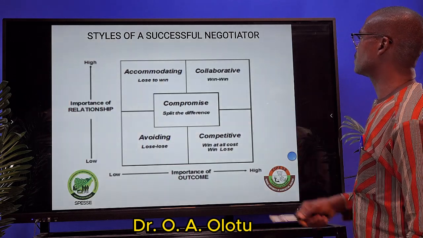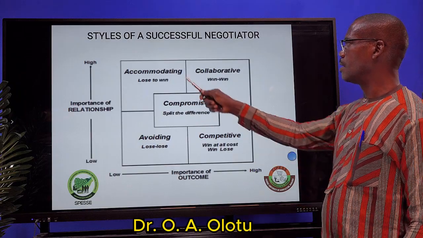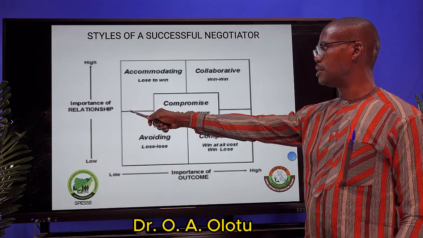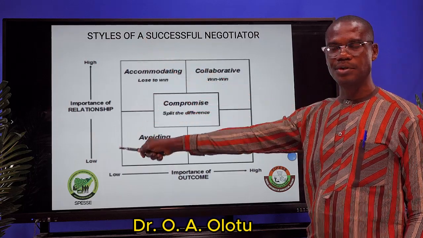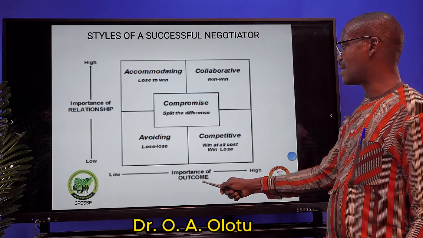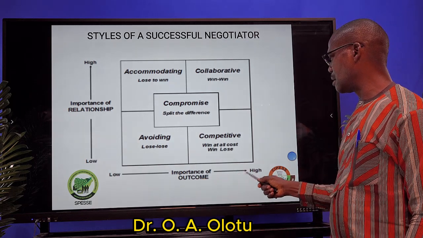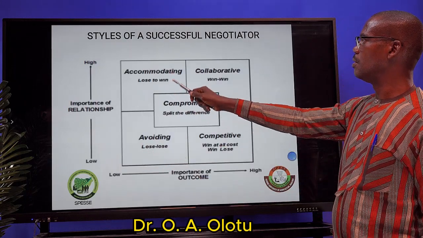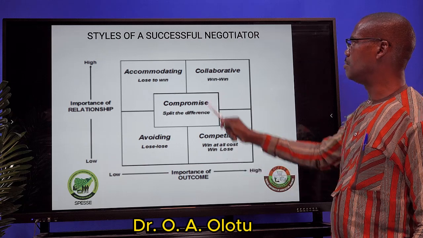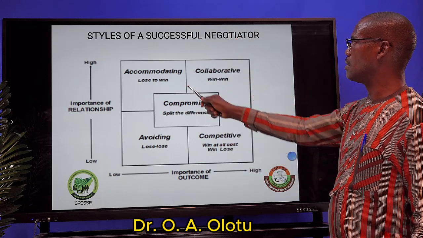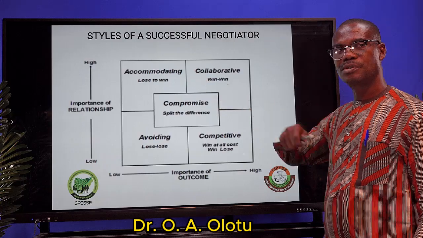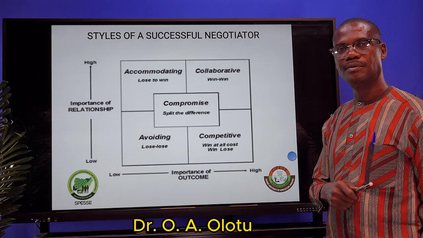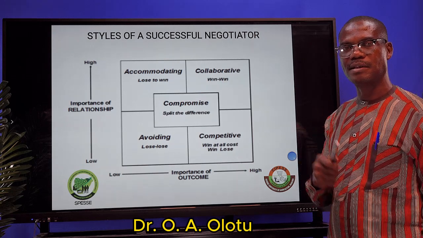And then styles of a successful negotiator. When you are going for negotiation, two things matter. You look at the importance of the relationship, whether it is high or low, or you look at the importance of the outcome. What are your expectations? Is it very high or quite low? In a situation whereby your relationship is high and your outcome is low, then you are talking about accommodating. So you must try to accommodate certain things from the supplier, the person you are negotiating with.